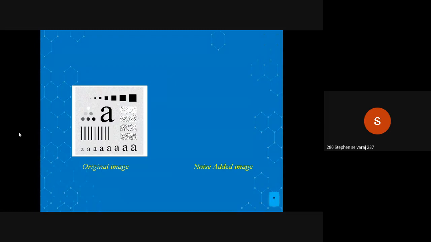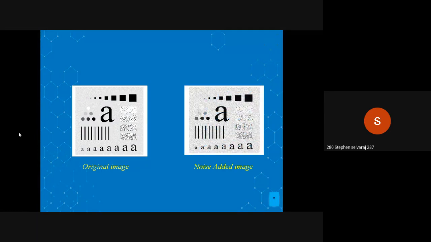So on the right side, we can see the original image, and on the left side, we can see the noise-added image. In the noise-added image, there is a presence of a grainy texture, which indicates that the noise has been added successfully.